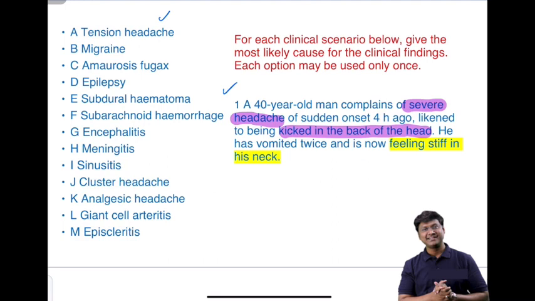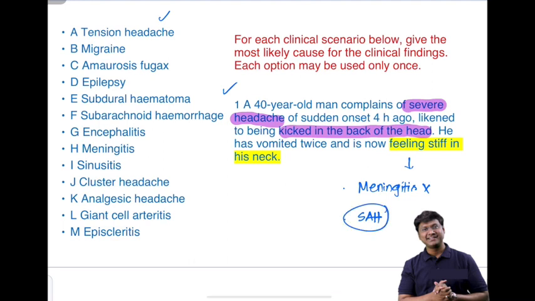Neck stiffness, right? What are the important differential diagnoses for neck stiffness? One is meningitis, and another important differential diagnosis is subarachnoid hemorrhage. But in meningitis, the individual will have high grade fever and also photophobia. So meningitis we can rule out, and with sudden onset 4 hours ago, the clinical picture is less likely meningitis.